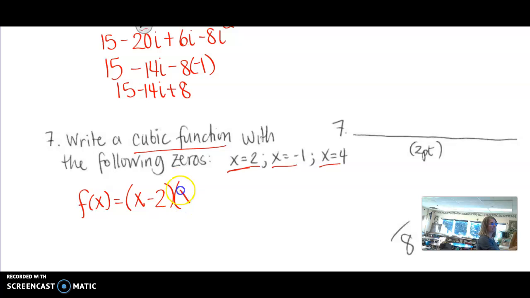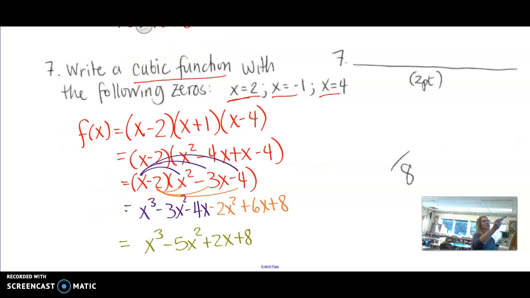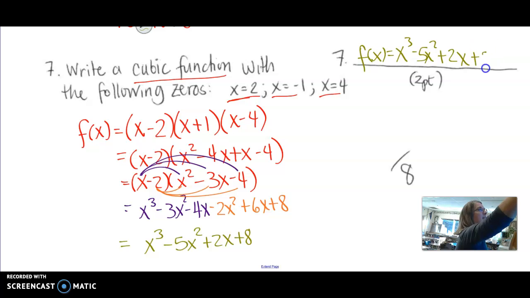And then x minus a negative 1 becomes x plus 1. And x minus 4 is x minus 4. So you guys go ahead and multiply this through and then simplify it by combining your like terms. Okay, so when you finish multiplying through and simplifying, you should get f of x is equal to x cubed. Make sure you show all your work on here before you submit this assignment. x cubed minus 5x squared plus 2x plus 8.